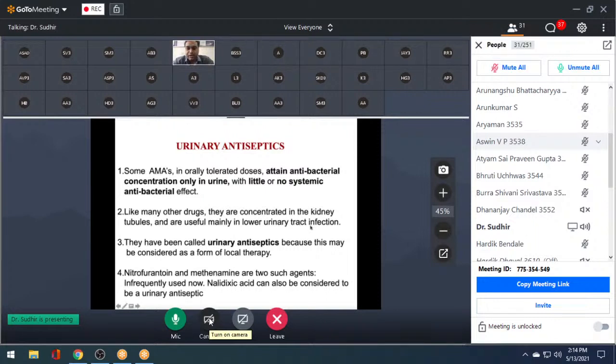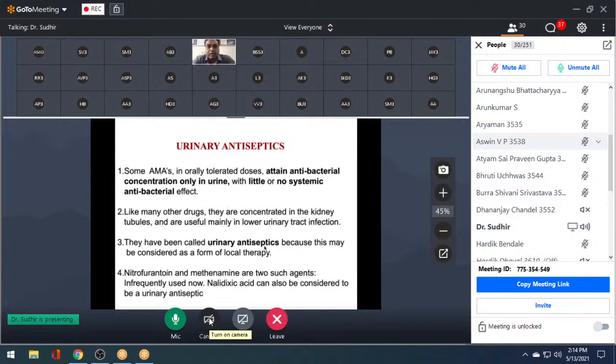Like many other drugs, they are concentrated in the kidney tubules and are useful mainly in lower urinary tract infections. They have been called urinary antiseptics because this may be considered a form of local therapy. Why are you calling them antiseptics? Because they are active at particular local sites, just like applying sanitizer or antiseptic on a particular area of skin. Like this, these are active inside the cystis, the bladder or urethra. They have local actions, so you call them urinary antiseptics.